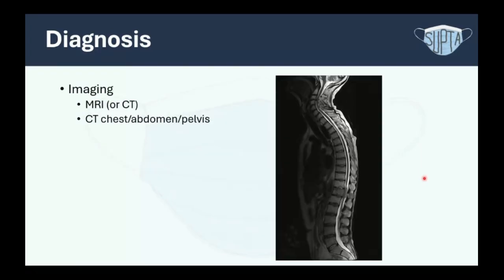Okay, and for diagnosis, you have imaging. I think it's mainly MRI, but you can use CT, but MRI is often better for looking at spinal cord pathology. And since it's more of a metastatic problem, you want to do a CT of the chest, abdomen, pelvis, just to see what the primary tumor is that's causing the metastasis, so you can try to treat that as well. And you can see here this is where the tumor is, and it's compressing the spinal cord in this part.